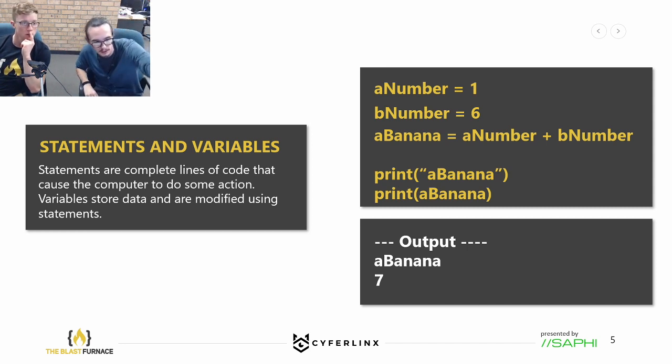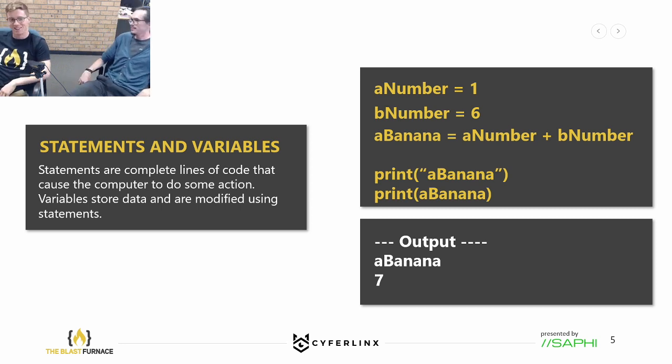And print we're going to be using as our debugging statement. Print will print to the console in your terminal here, and it'll show you whatever you've asked it to print. Printing with the quotation marks either side, that's a string. A string is just a collection of characters, a word, so it'll output a word. But if we use print a banana, which is the name of the variable, it'll print out the number that was stored there. Ah, I get you now. That makes sense.